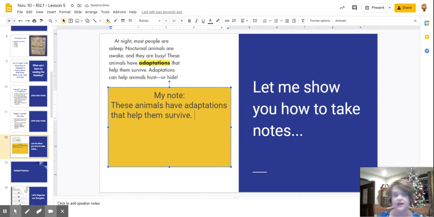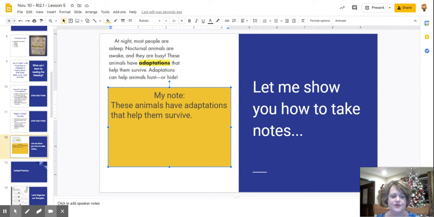Maybe they use echolocation. I don't really know yet, but I know that I need to pay attention to the word adaptations. By looking at that sentence, these animals have adaptations that help them survive, I can understand that adaptations means they have something in their body that helps them be able to survive at night. So I know that from reading that.